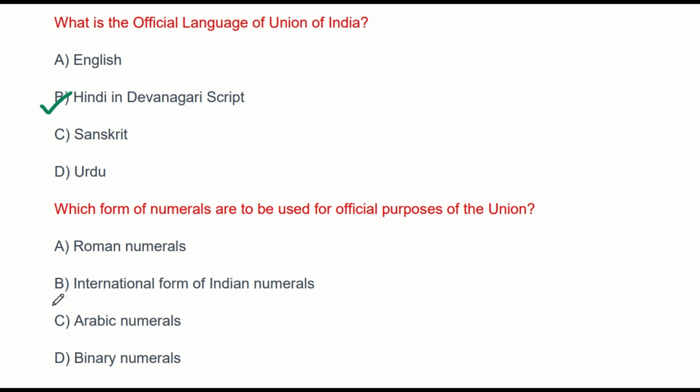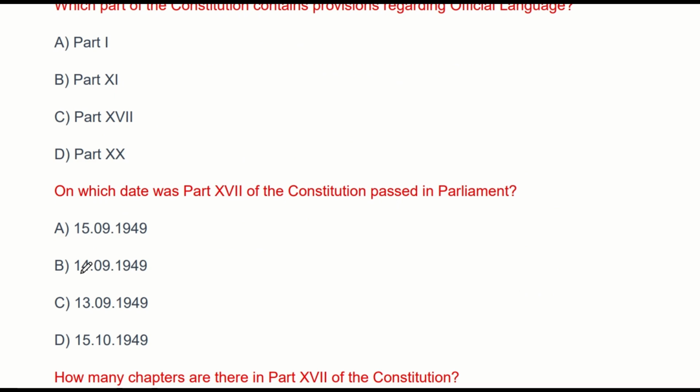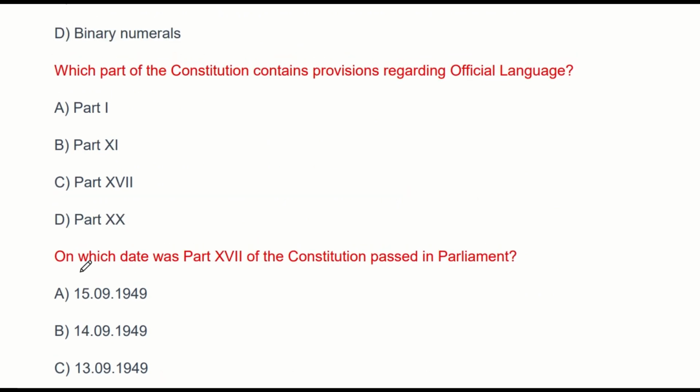A. Roman numerals. B. International form of Indian numerals. C. Arabic numerals. D. Binary numerals. And right option is option B. International form of Indian numerals. Which part of the Constitution contains provisions regarding official language?